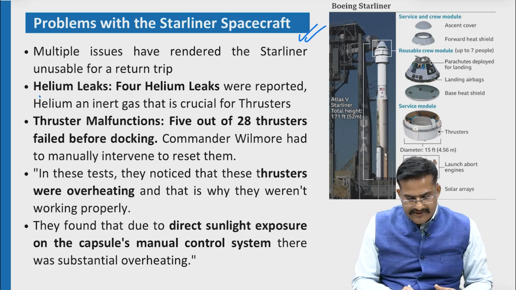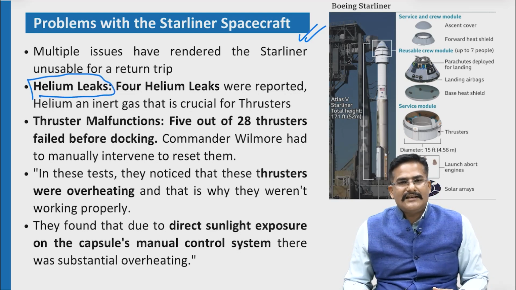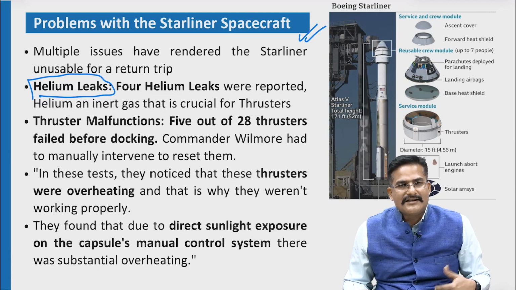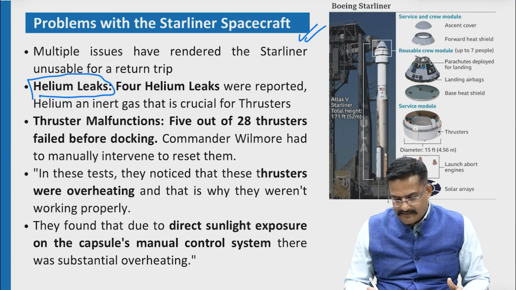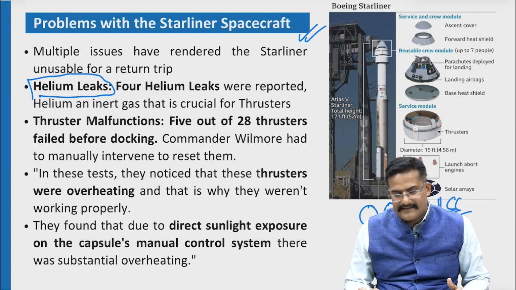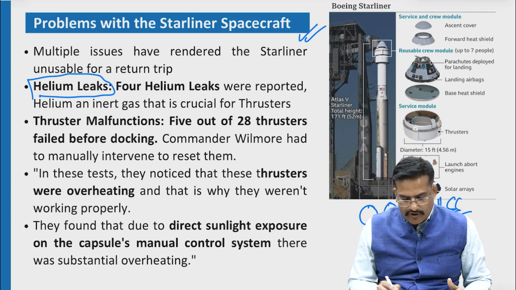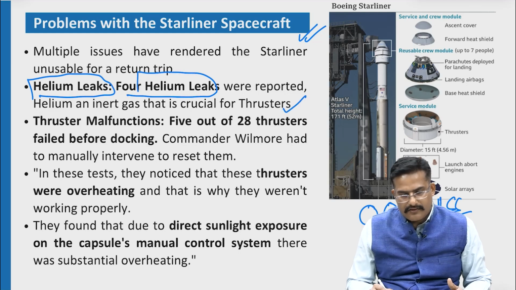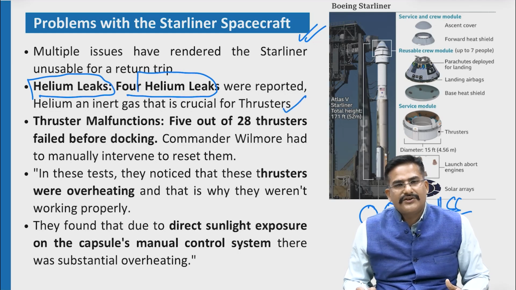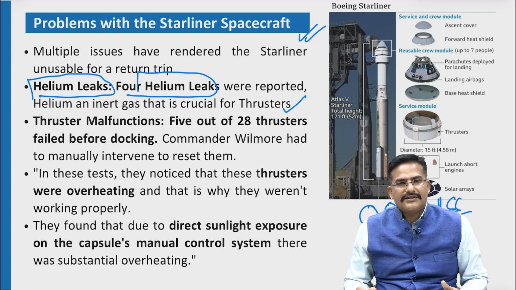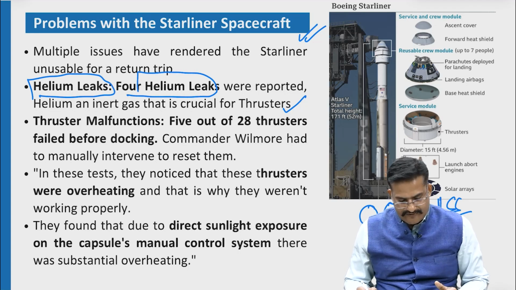First and foremost reason was the leak of helium gas, right? So what is helium gas? Helium gas is an inert gas which is used as a fuel while docking the spacecraft into the ISS, that is the International Space Station. And it was found that there were at least 4 helium leaks which led to the malfunction in the thrusters. What are thrusters? Thrusters are devices which provide thrust to any spacecraft.